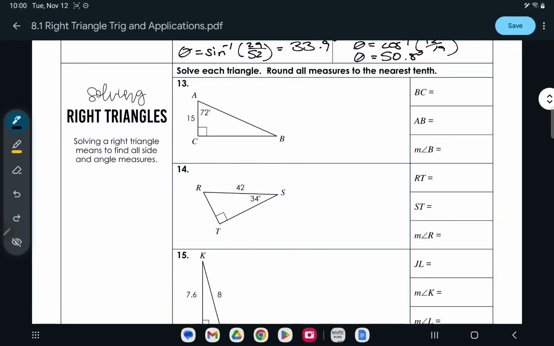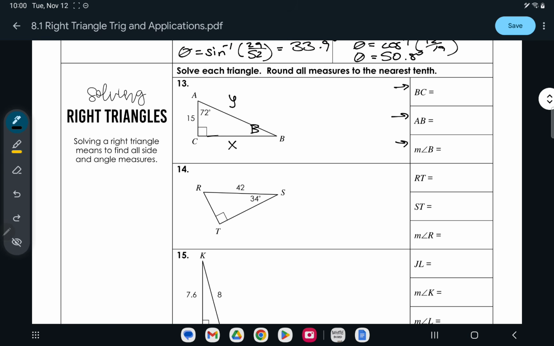Okay, we can solve right triangles. All that means is we're going to find all of the missing pieces. So I'm going to call this X, call this Y, and we can call this B because it's angle B. Honestly, it doesn't matter where you start because it is in that order. That's where I'm going to start.